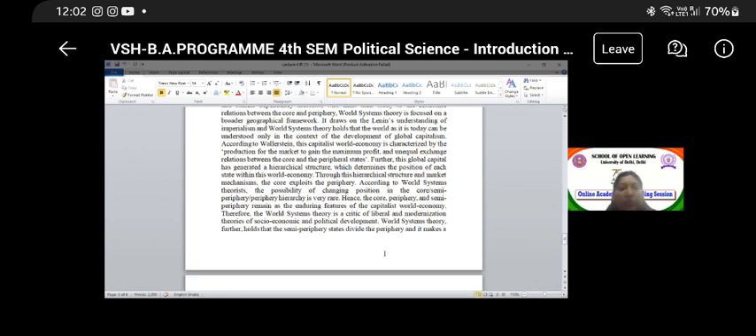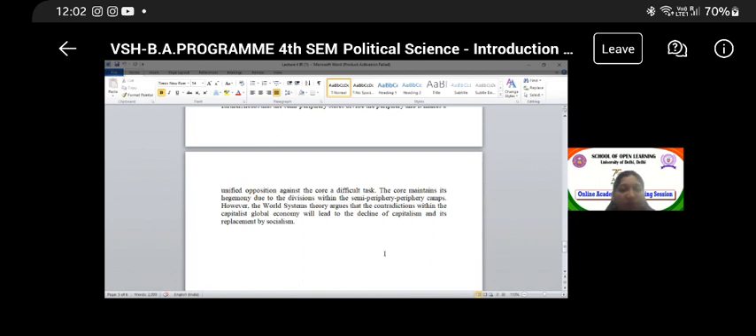So world systems theory further holds that the semi-periphery states divide the periphery and make it a difficult task to form a unified opposition against the core. The core maintains its hegemony due to the divisions within the semi-periphery and periphery camps. Because there are small economic developments taking place in some countries, they are clubbed under semi-periphery. Otherwise, basically, they are also periphery only. But this semi-periphery divide makes it easier for the core to maintain its control. The more they are divided, the easier it is to control them. If they are united, probably it would be difficult for the core to maintain its rule.